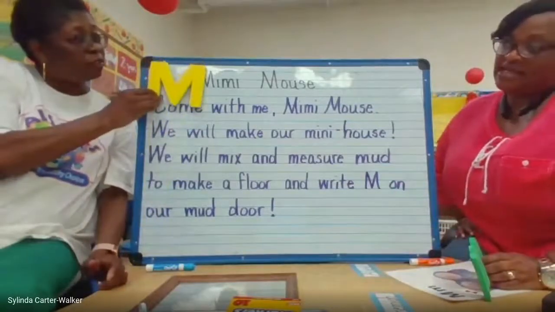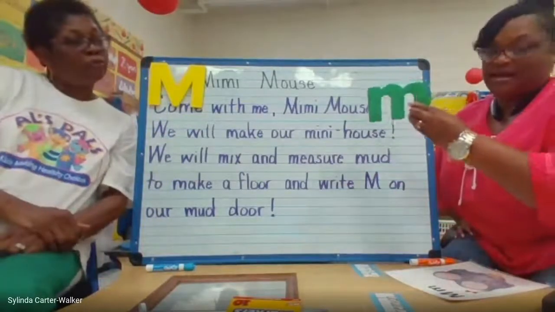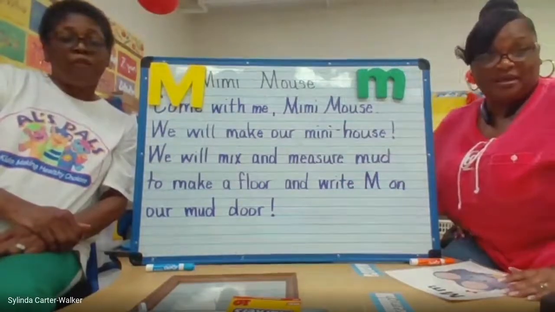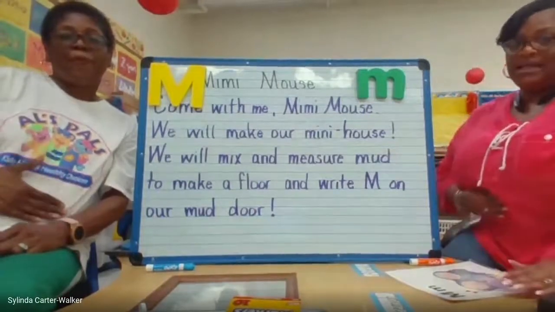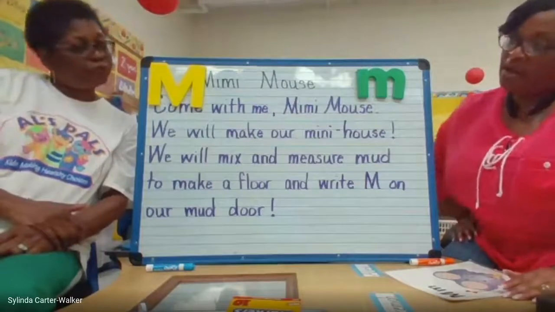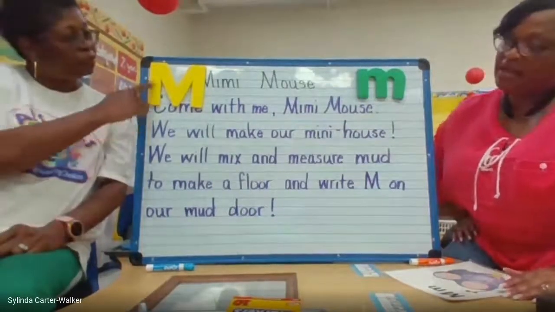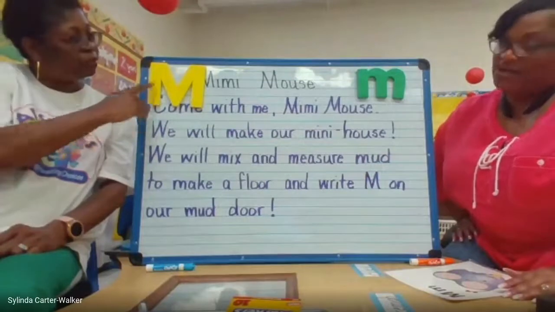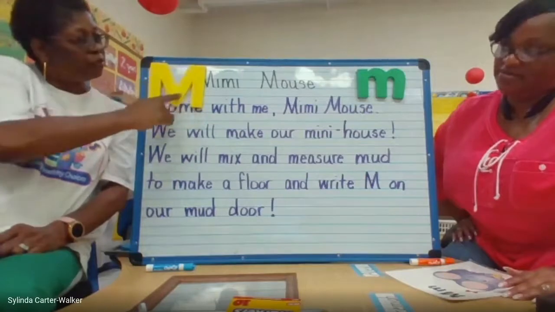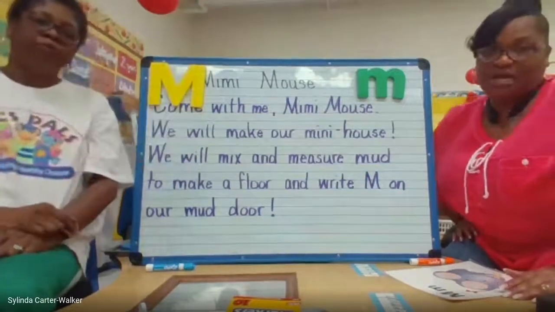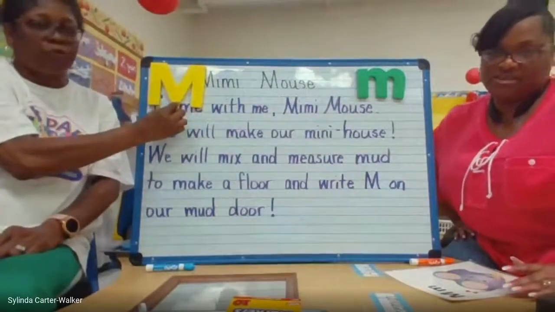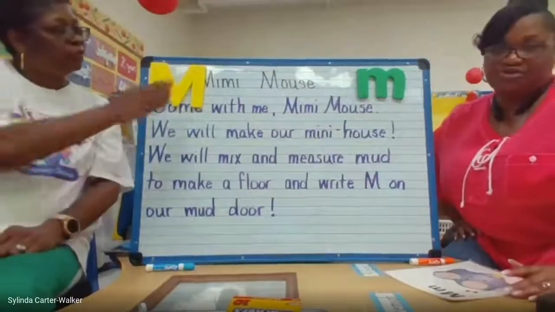Ms. Walker has the uppercase M, and I have the lowercase m. And the letter M says /m/, like "that's delicious." If you look at the uppercase letter, it is made up of lines. You go down, down, down, and down. The two lines in the middle are kind of diagonal. They come to a point in the center. And then the two on the end go straight down.